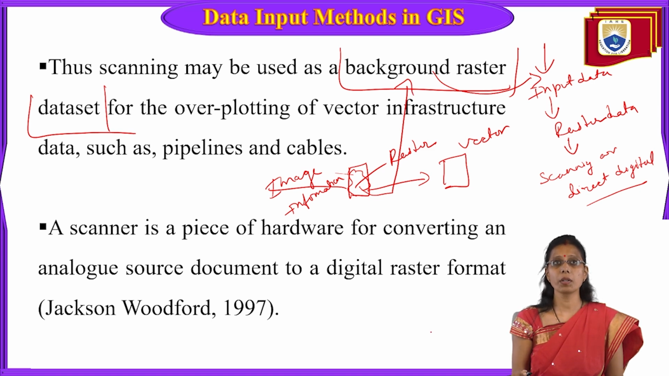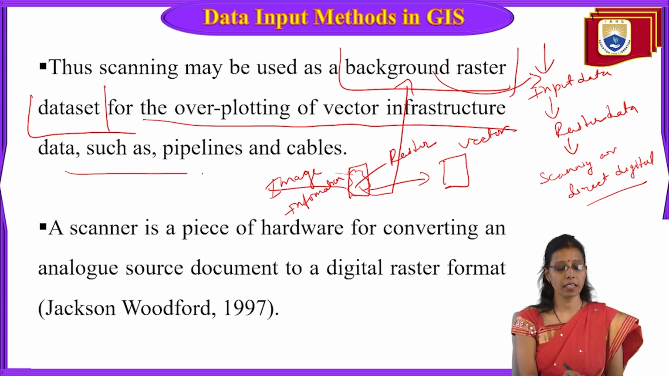Okay, so background will be the raster, and over that we can do over plotting of vector infrastructure data such as pipelines and cables. If I want to convert the raster data to vector, I have to use the raster data as the background. On that background, whatever information is there, I can one by one, step by step, by using point, line or polygon, convert it into vector information.